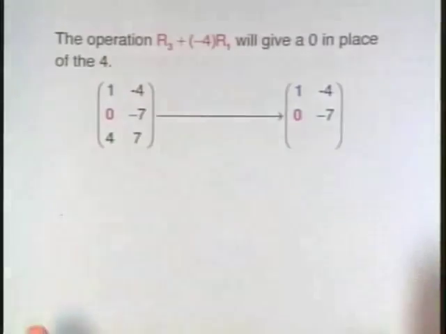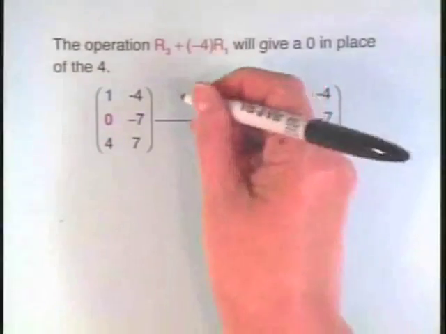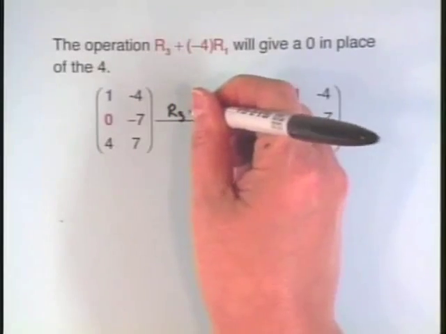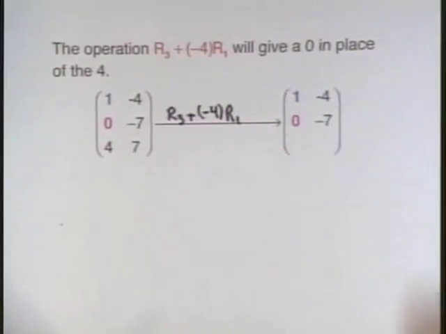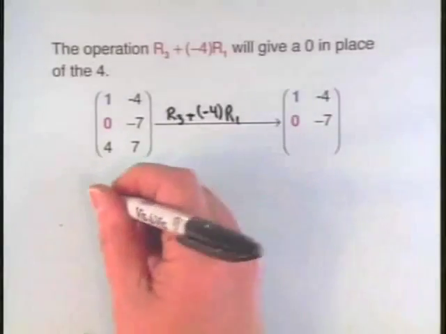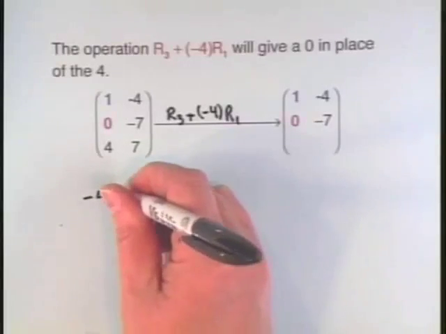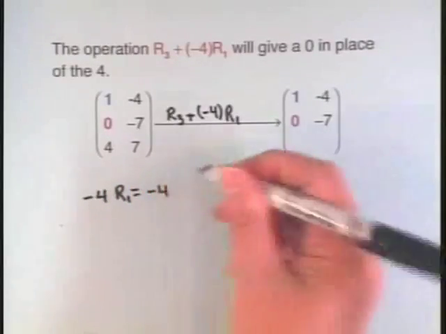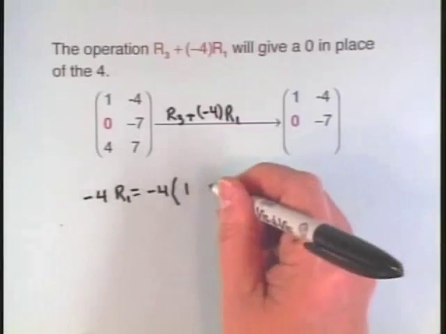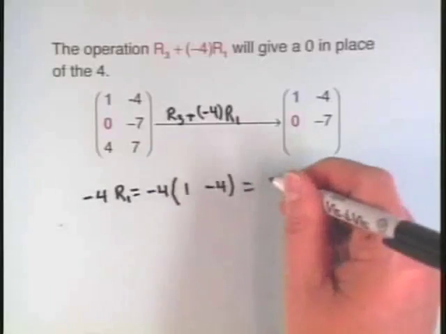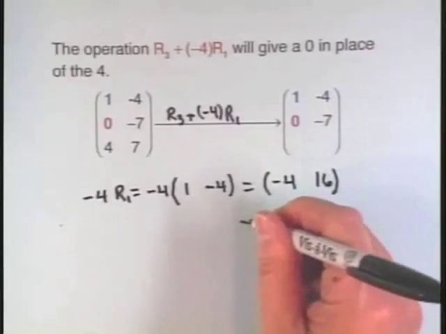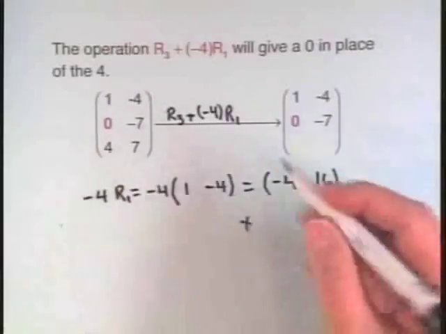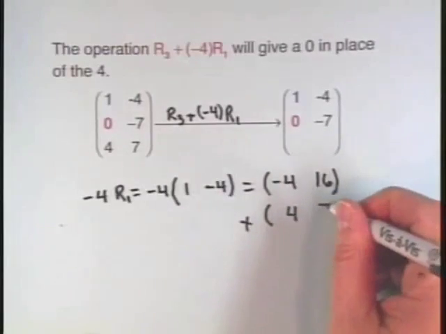So our operation in the problem is R3 plus -4 R1. And we're going to do the scratch work. Rows 1 and 2 stay the same. Our new row 3 becomes -4 R1, which is -4 times 1, -4, which gives us values of -4 and 16. We're going to add that to our row 3 with entries 4, 7.